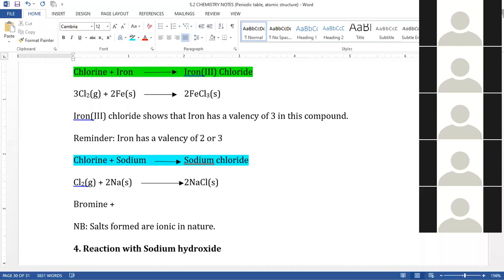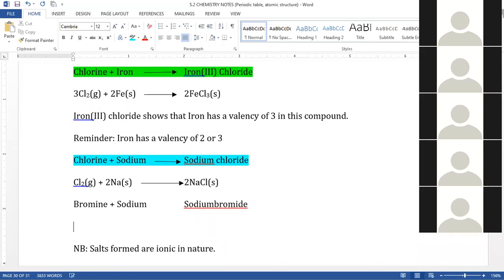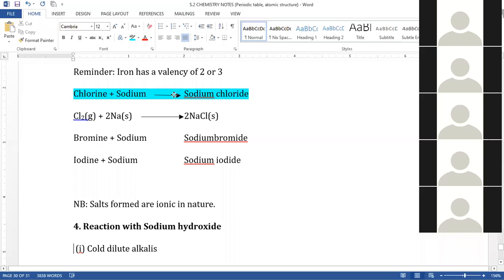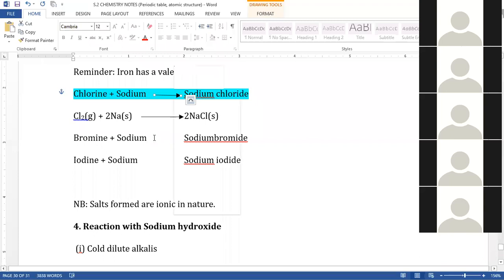If it was iodine, can someone give me the name? Iodine plus sodium. Sodium iodide. Okay, thank you very much. Those are the other examples of halides. Of course, we can't list all of them here, but we need to note that when they react with metals, we get the salts that we call halides. Some of those examples that we've listed there. Okay. The next reaction that we have here is reaction with sodium hydroxide.